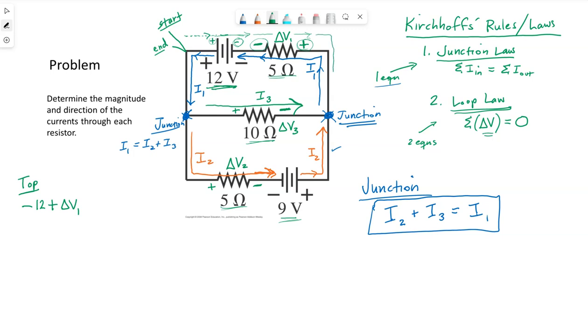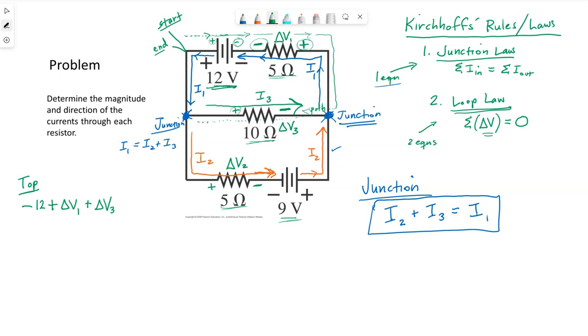Okay, I have to keep following my path. My path, I don't want to confuse this. My path is going to the left through the middle. So as I go to the left through the middle, I am going opposite the current, so low to high. So I'm going to see an increase of delta V3. So if my path takes me opposite the current, I see an increase of potential for the resistor.